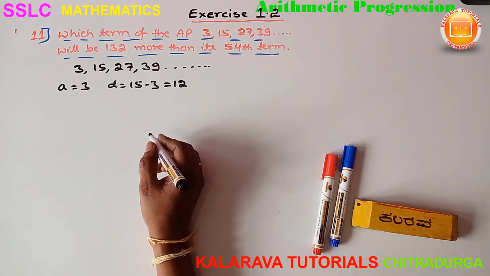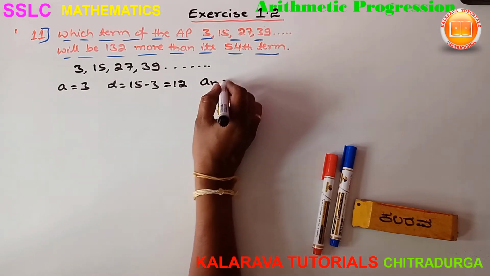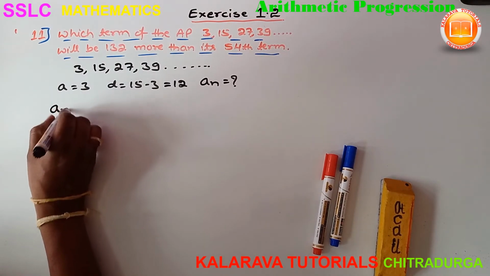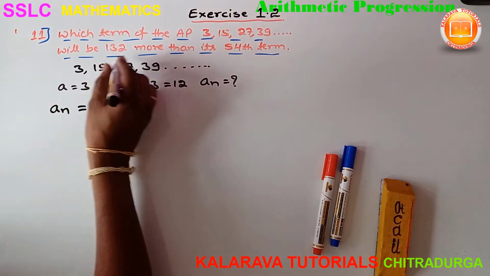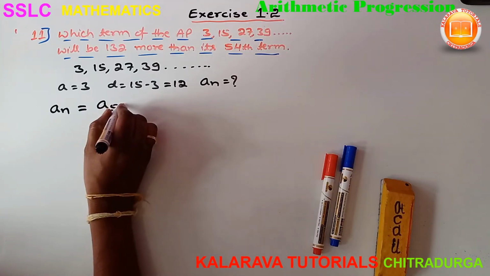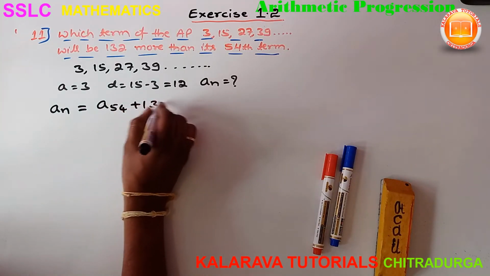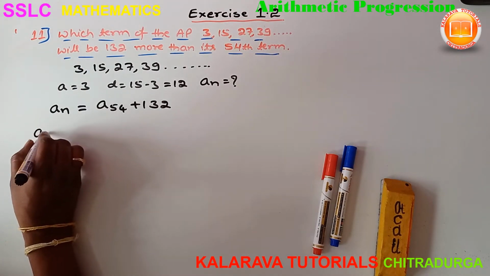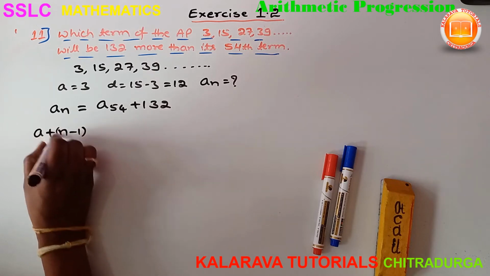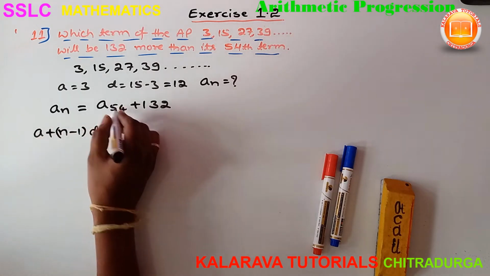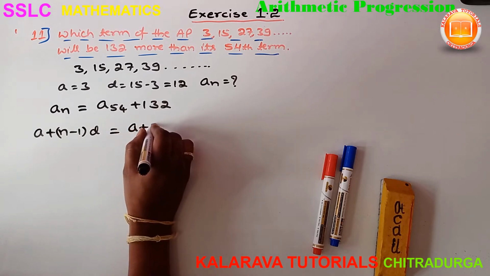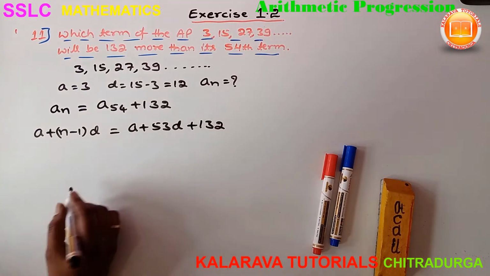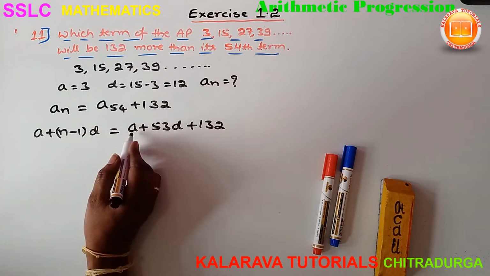Now we have to find out A_n, which term. A_n is equal to how much? Here we write A_n, that is which term, is equal to 132 more than its 54th term, means the 54th term plus 132. So here we have to substitute the value for this one. A_n is A plus (n minus 1) into D is equal to A54, which is A plus 53D, plus 132. So now you observe here it is A, here it is A.